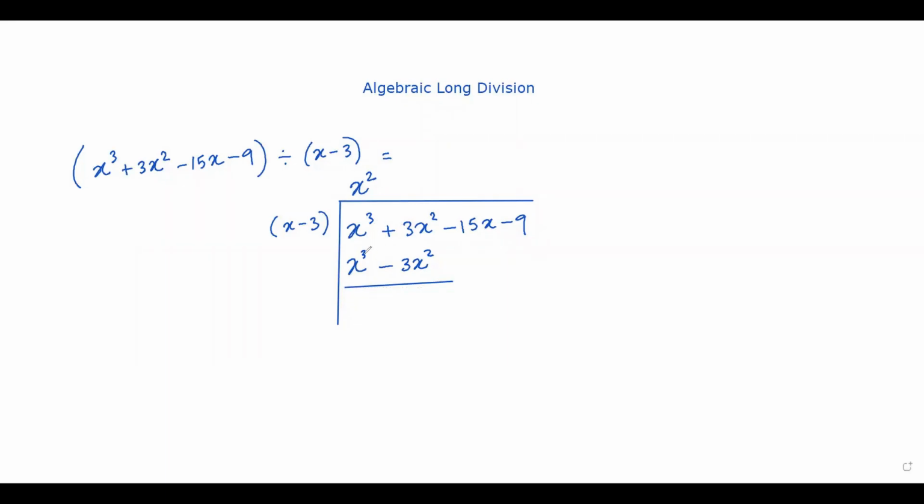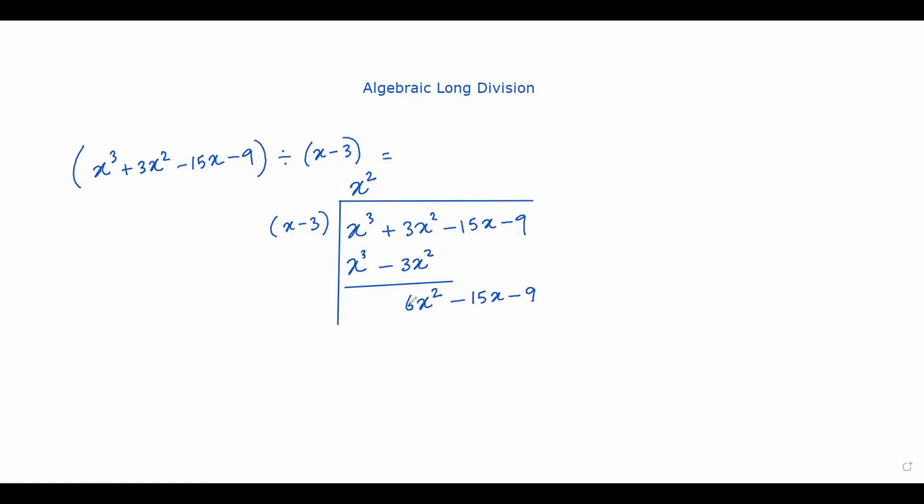If I take away x cubed from x cubed, that's 0. If I take away negative 3x squared from positive 3x squared, that will become 3x squared plus 3x squared, which is going to be 6x squared. And I haven't done anything to the minus 15x and minus 9, so I just write them down as they are. Now I'm going to look at all of this, and this is what I'm going to divide.